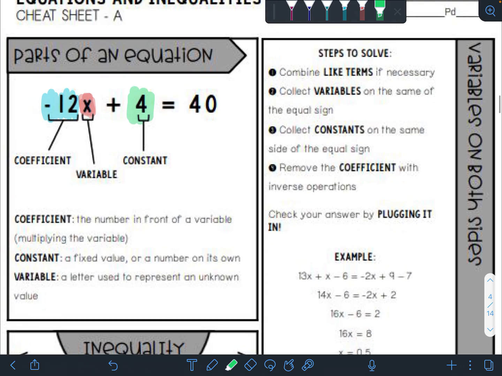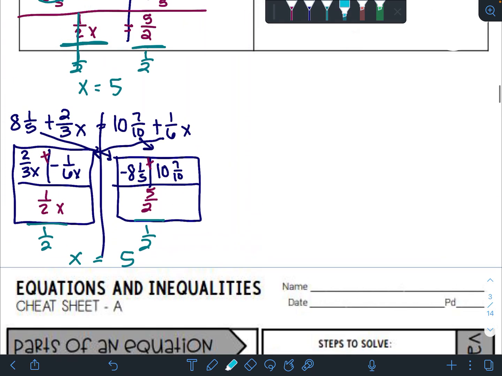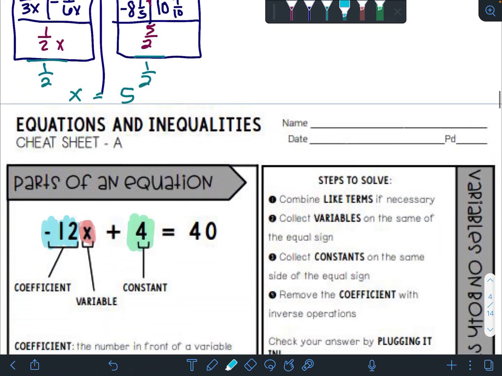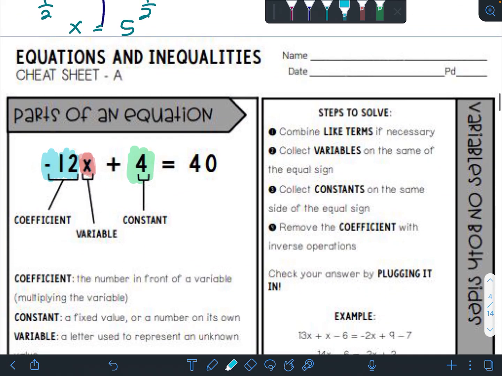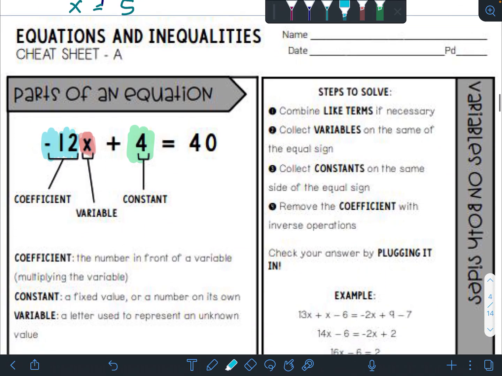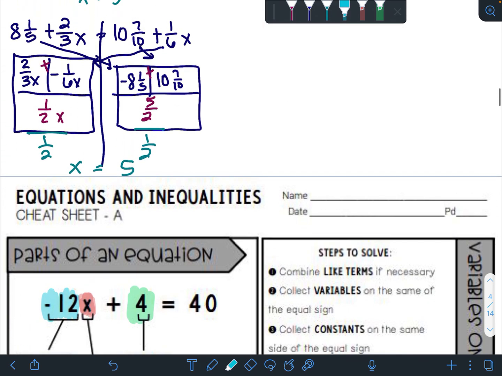So whenever you solve equations, you combine like terms. In this case up here, there were no like terms to combine, and I'll show you in this example down here what they meant by combine like terms. And then we collect the variables on one side of the equal sign, and we collect the constants on the other side of the equal sign. So once we do that, then we remove the coefficient doing inverse operations.